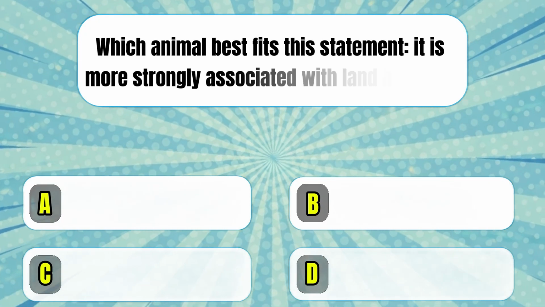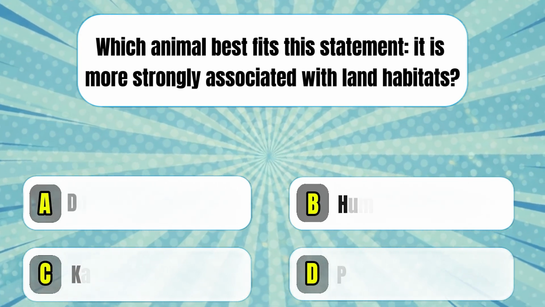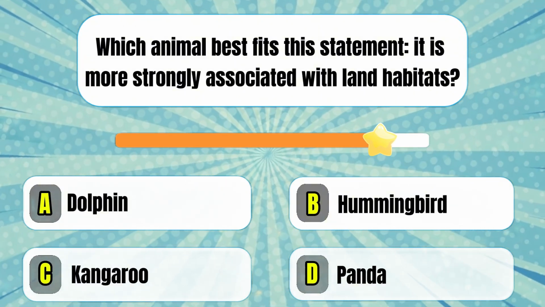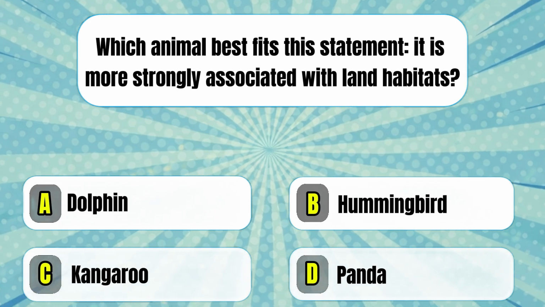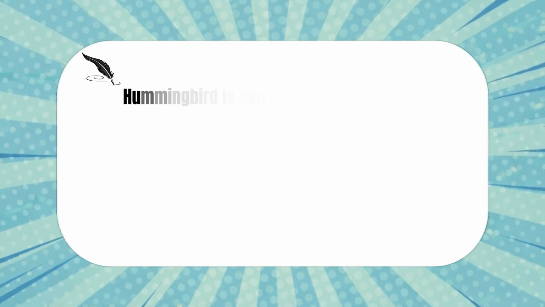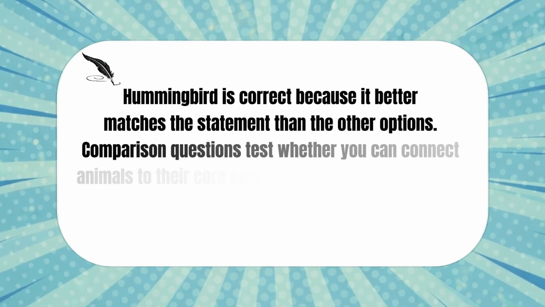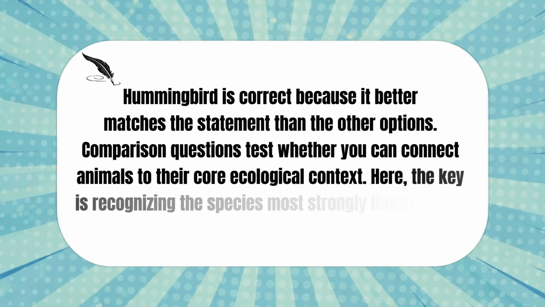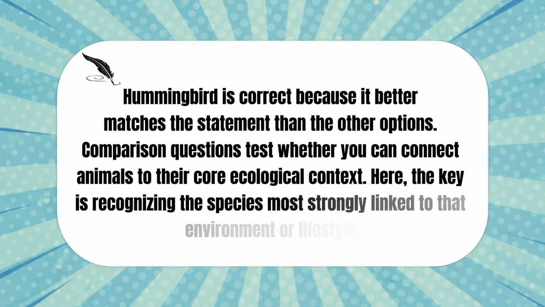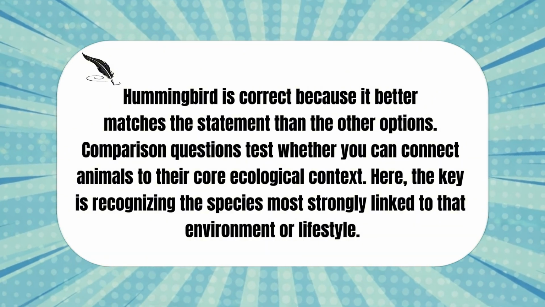Which animal best fits this statement? It is more strongly associated with land habitats. Hummingbird is correct because it better matches the statement than the other options. Comparison questions test whether you can connect animals to their core ecological context. Here, the key is recognizing the species most strongly linked to that environment or lifestyle.